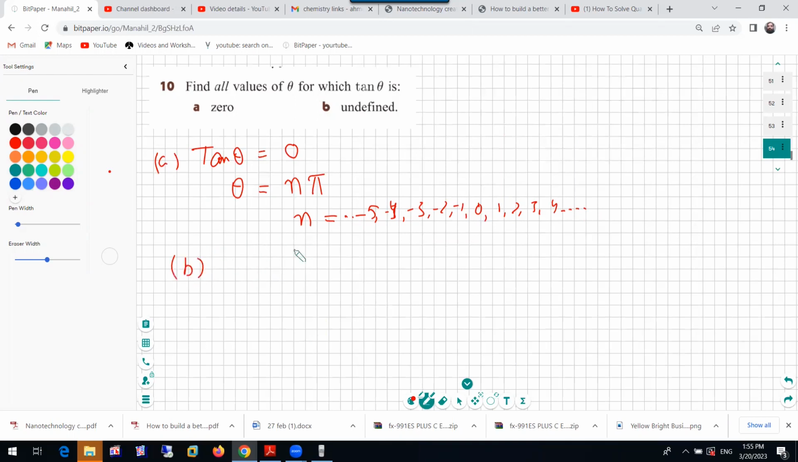What about part B? Same thing. Tan theta is equal to 0 when theta is equal to m times pi by 2, where m is also an integer, or even you can say n. So n is again an integer, -3, -2, -1, 0, 1, 2, 3, and so on, right? So, sorry, it is not 0, it's infinity. Undefined means infinity.